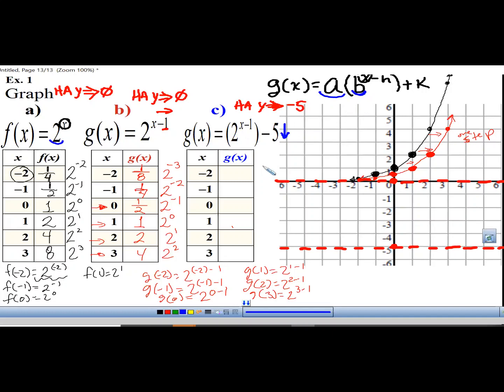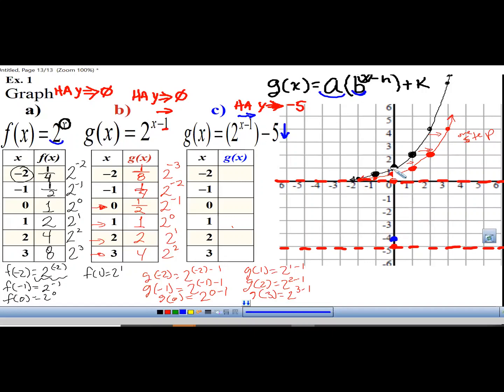Would it go down 5 and move to the right? Yeah, move to the right 1. That is correct. So let's take these 3 points, move them 1 to the right and 5 down. So this one's at -1, 1/2. I move it 1 to the right and then 5 down. 1, 2, 3, 4, 5.